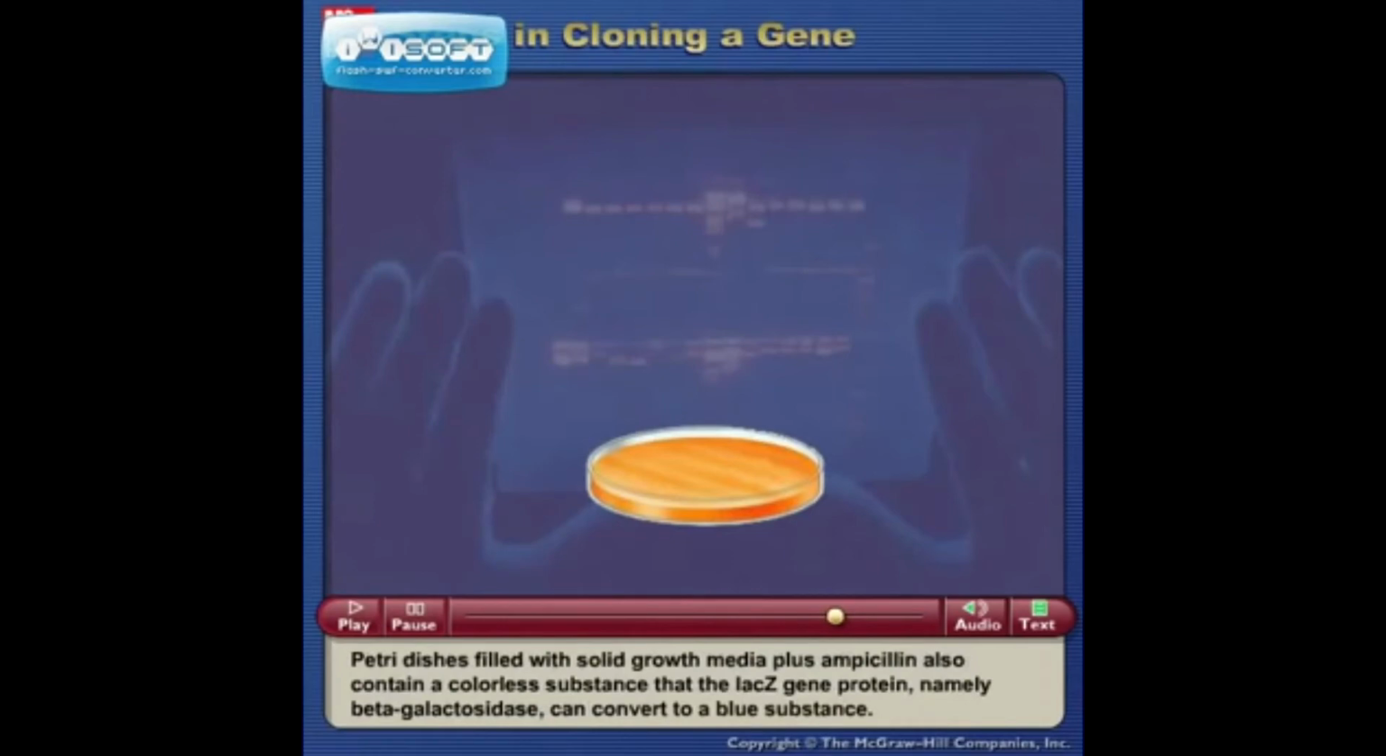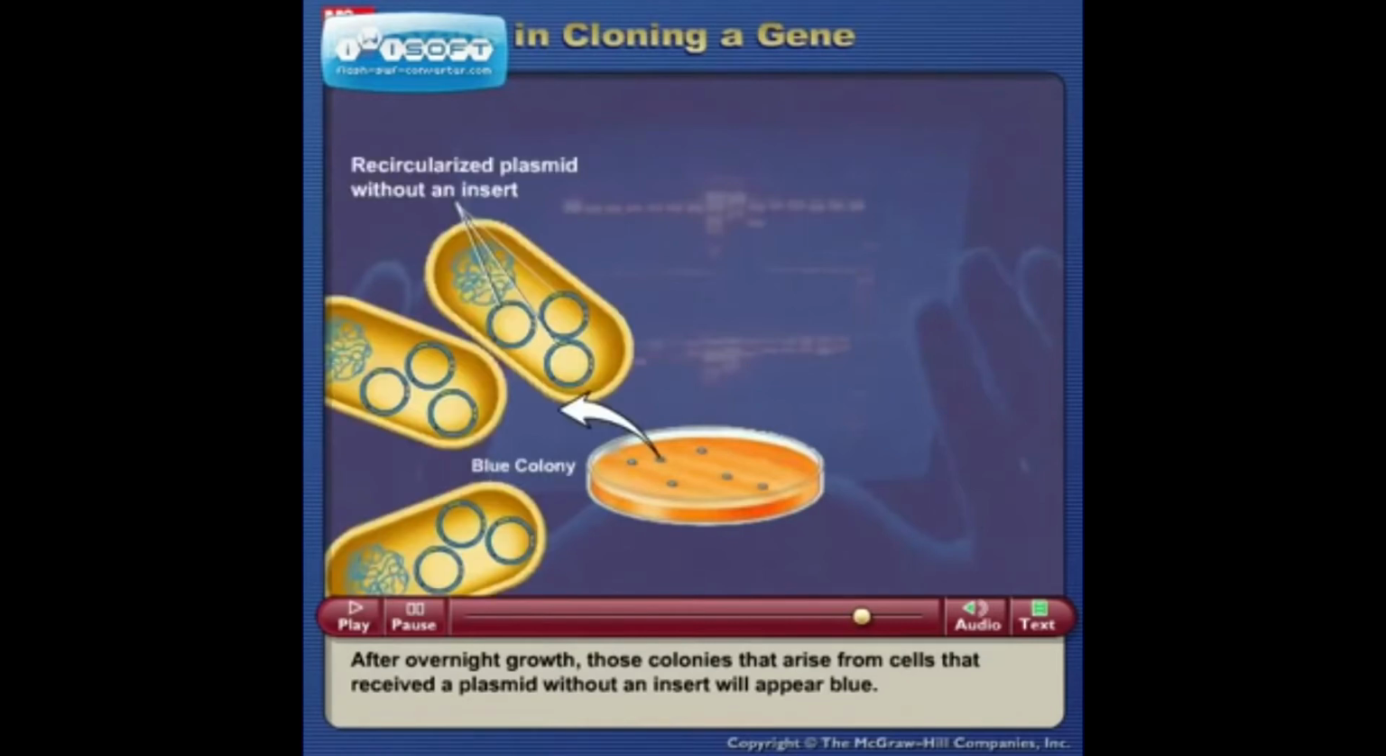Petri dishes filled with solid growth media plus ampicillin also contain a colorless substance that the LAC-Z gene protein, namely beta-galactosidase, can convert to a blue substance. After overnight growth, those colonies that arise from cells that received a plasmid without an insert will appear blue. This is because the LAC-Z gene in these plasmids is able to produce a functional beta-galactosidase. In contrast, colonies that received a plasmid with a human DNA insert will be unable to synthesize beta-galactosidase because the human DNA fragment would disrupt the connection between the LAC-Z gene and its promoter. These colonies will appear white.